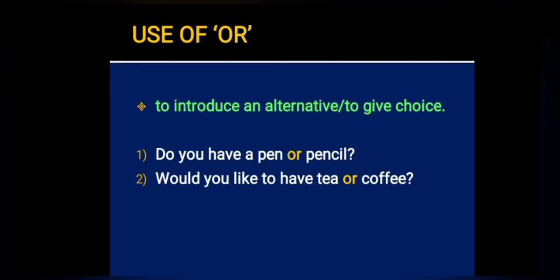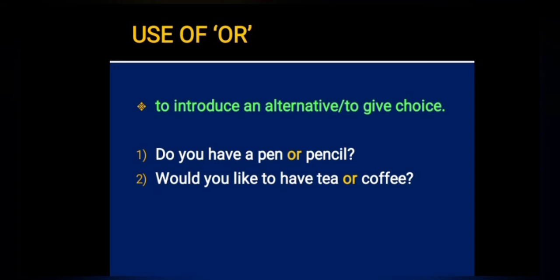Well, now the last commonly used conjunction that we are going to discuss here is displayed on your screen, and it is the conjunction "or". And let's learn its use now. Students, the conjunction "or" is used to introduce an alternative, or you can say to give a choice. So, if you look at these two sentences here, you will find an alternative or a choice in both the sentences. First is, do you have a pen or a pencil?